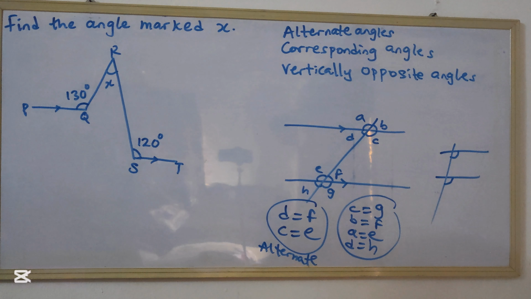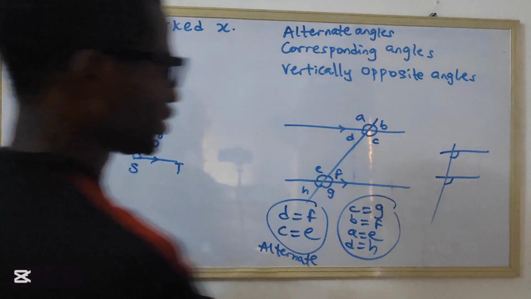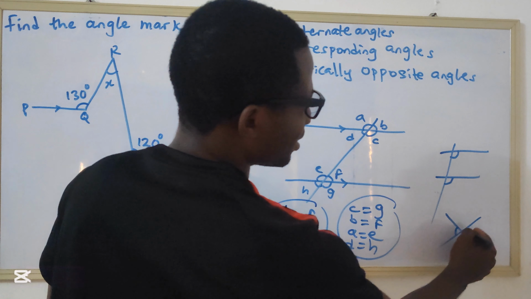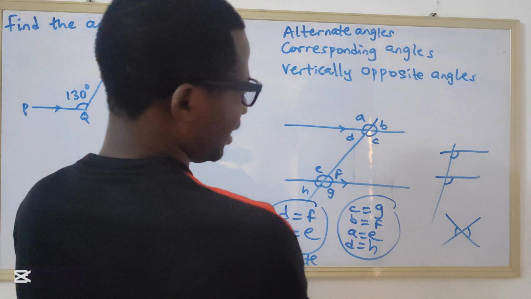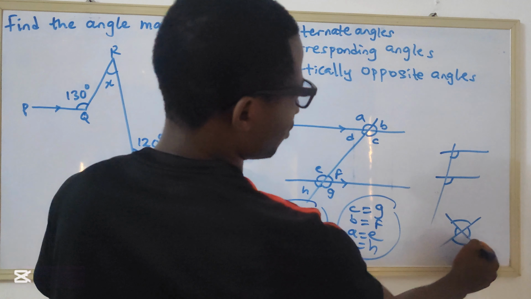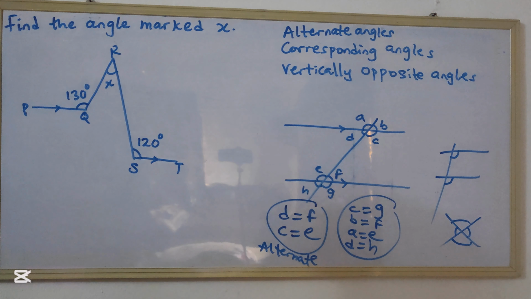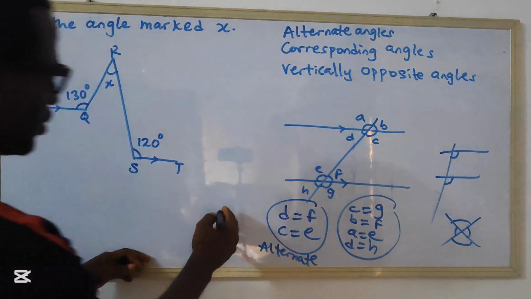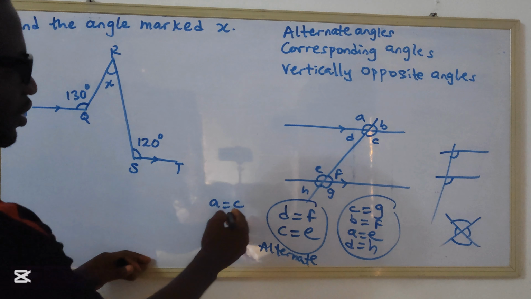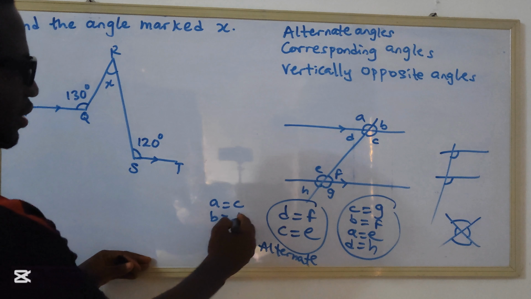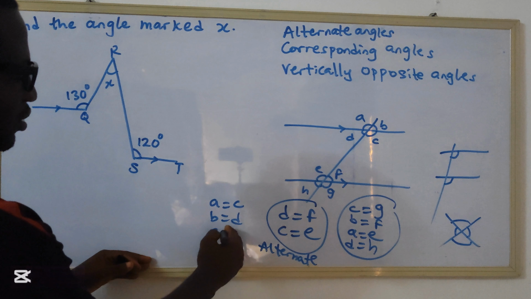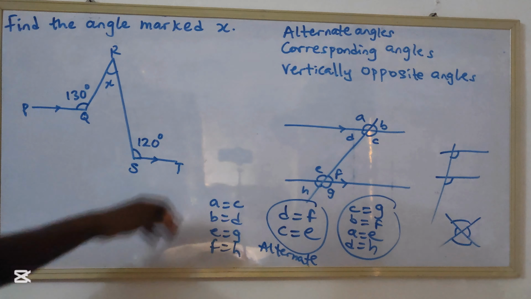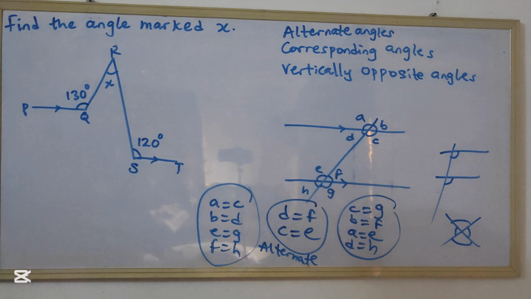While vertically opposite angles hold whenever you have a shape like X, and this side is equal to this side, and also this side is equal to this side. That's vertically opposite angles. So for vertically opposite angles, A is equal to C, B is equal to D, E is equal to G, and F is equal to H. So these are all vertically opposite to themselves. That's why they are equal.